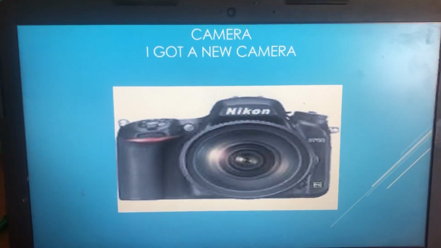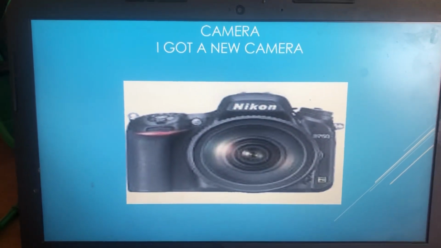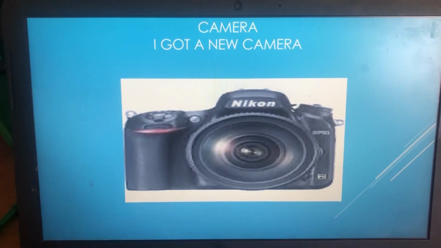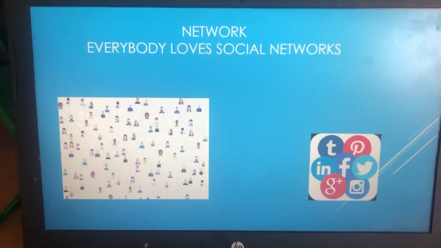Now let's go with sentence number 11, that is camera. I got a new camera. So I think you don't have any problems with this word. So just repeat camera. Okay, now let's go with the next one.